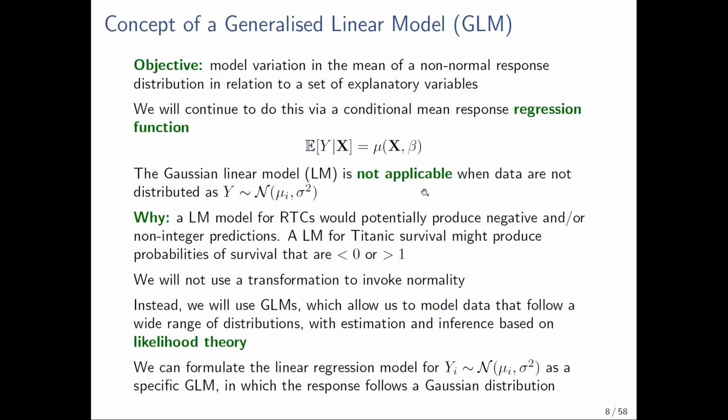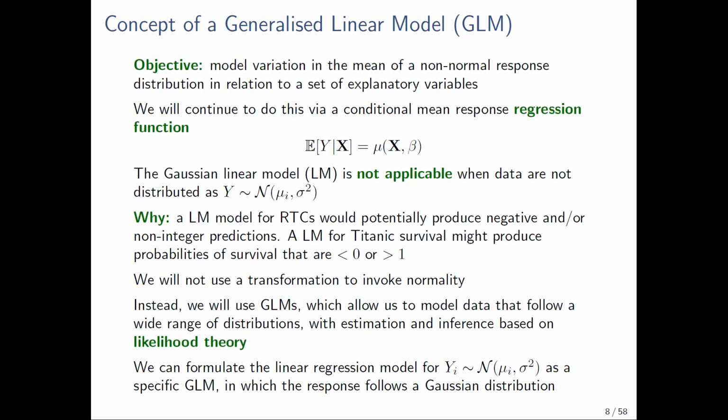But the Gaussian linear model, as I've just said in the two examples, is not applicable when the data are not distributed normally. Why does this matter beyond inference? We'll take the two examples we've looked at. A linear model for road traffic collisions would potentially produce negative and non-integer predictions, and collision counts cannot be negative and they can't be fractional. Similarly, a linear model for the Titanic survival based on a normal distribution might produce probabilities of survival that are less than 0 or greater than 1, probabilities that make no sense under the laws of probability because the normal distribution would not constrain the probabilities to take the values that we need.